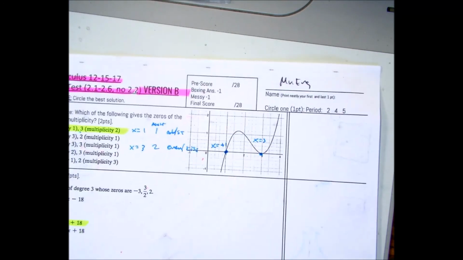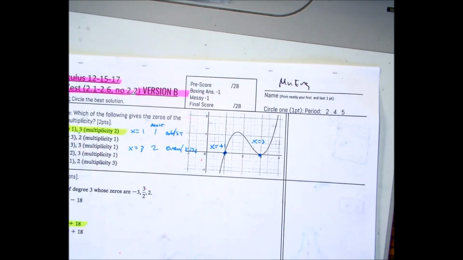So hopefully you didn't lose any points for not boxing answers or being sloppy. Most students who are losing points for being sloppy, a lot of times they're using pen, not pencil. And then take your time as you're doing your test. Good luck.